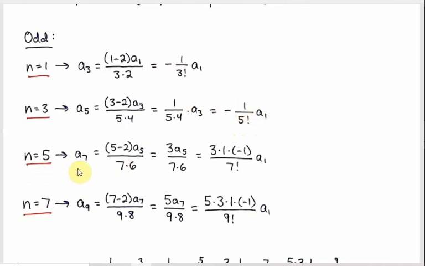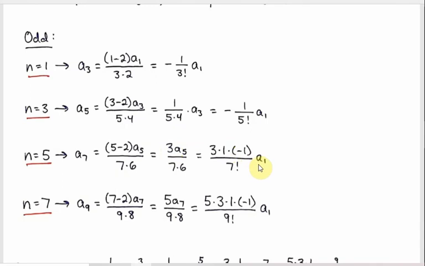If n is 5, then a7 would be this. So 5 minus 2 times a5 over 7 times 6. And then if you sub in a5, so this right here, we're going to get 7 times 6 times 5 factorial, which is 7 factorial on the bottom. Then we've got 3 times 1 times negative 1.